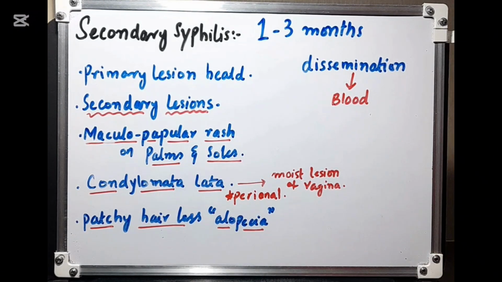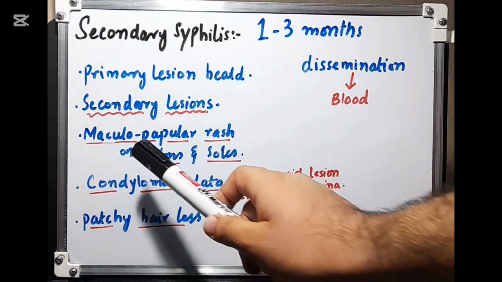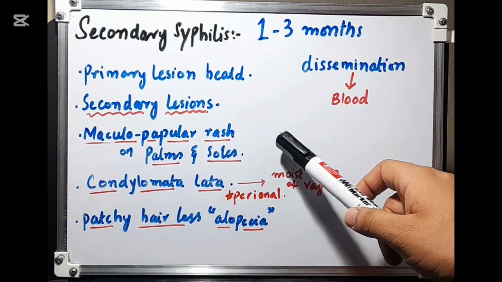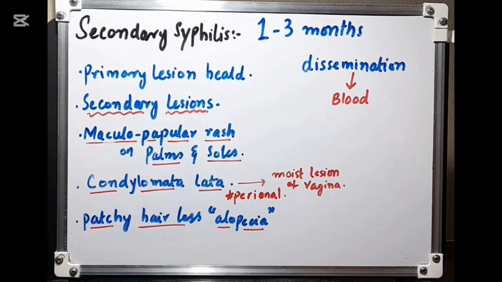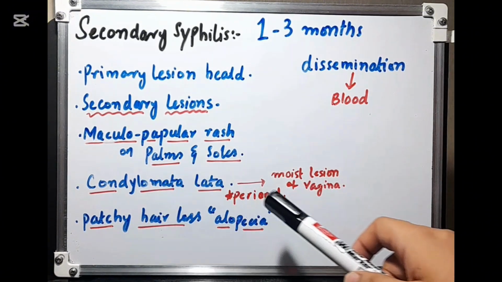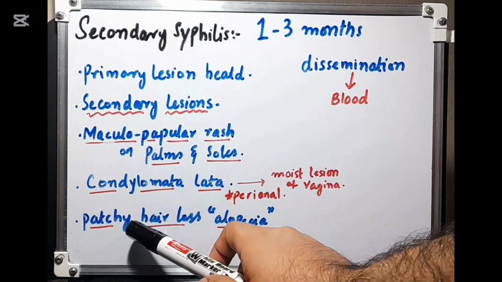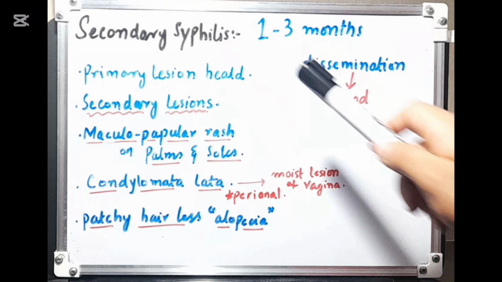The three important clinical lesions of secondary syphilis include the maculopapular rash on the palms and soles, which can also be seen bilaterally on both hands, and condylomata lata, which are moist lesions of the vagina and the penis. And we can also see patchy hair loss, alopecia, in secondary syphilis.